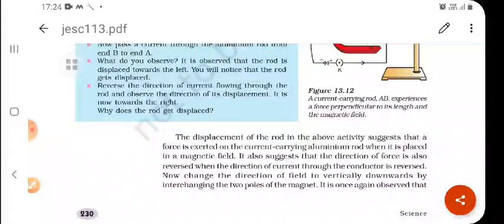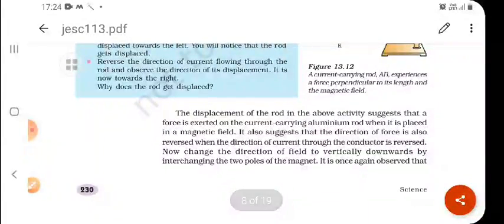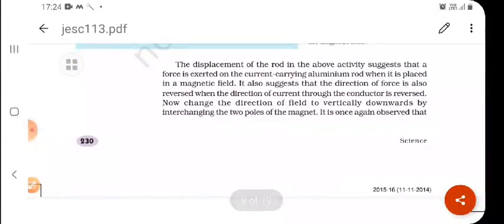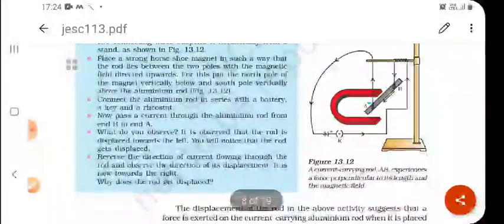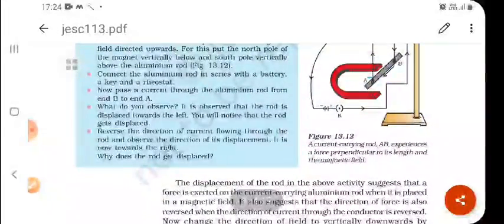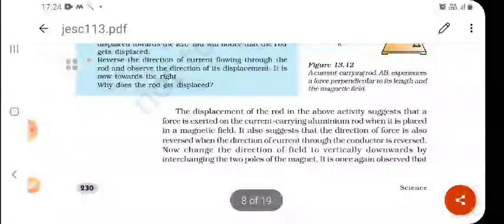Okay, force is exerted on the current carrying aluminum rod when it is placed in a magnetic field. It also suggests that the direction of force is reversed when the direction of current through the conductor is reversed. Here in this activity, if we move the magnet, the direction of the current is reversed and the rod will tilt to the other side.